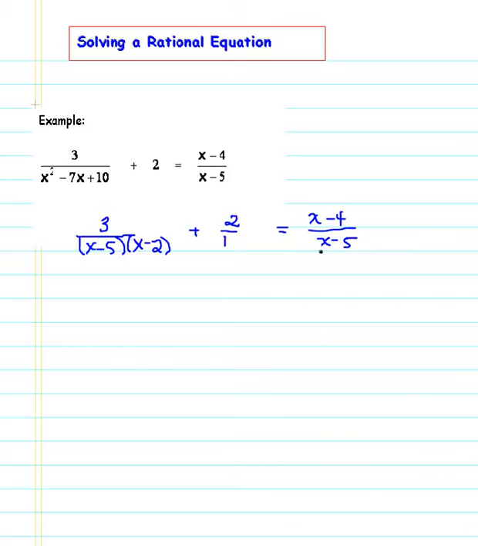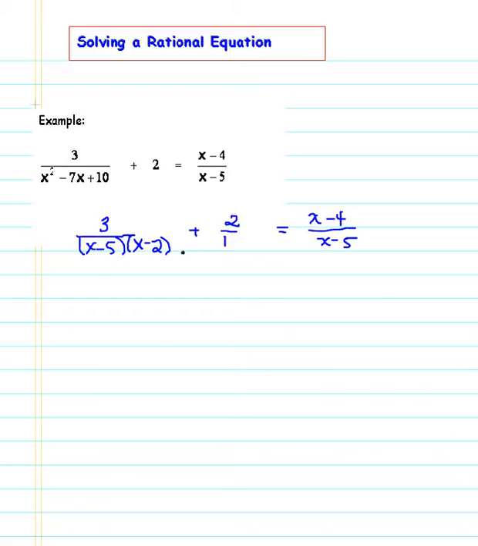Now, when considering the common denominator, I really want to consider all three fractions. I have an x minus 5 that's present here and over here, so certainly that's going to be part of the common denominator. X minus 2 is also going to be present because of this factor here, and then of course there's this 1, which doesn't really introduce anything new, but is certainly part of our denominators. So the common denominator in this case is x minus 5, the quantity, times x minus 2, the quantity.